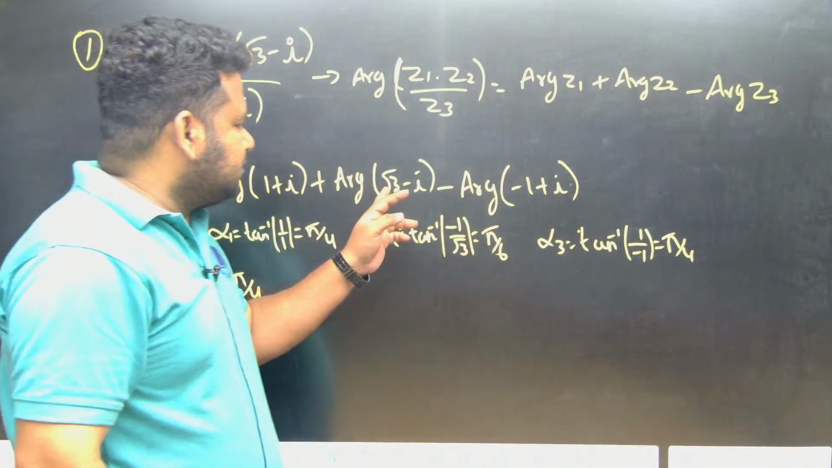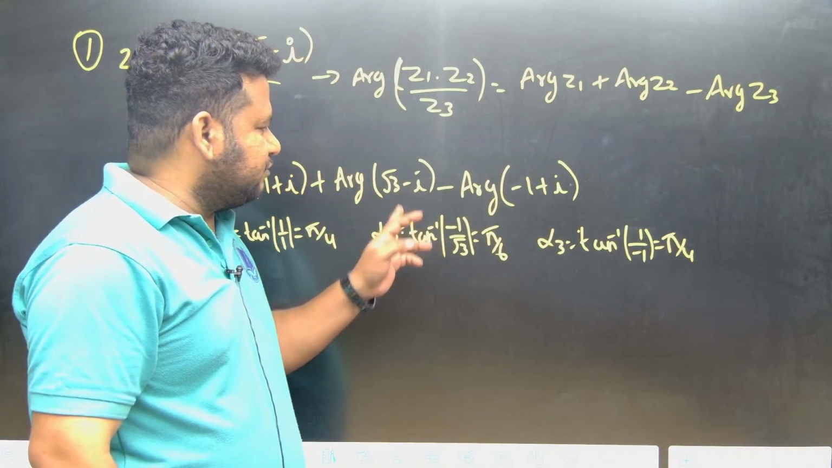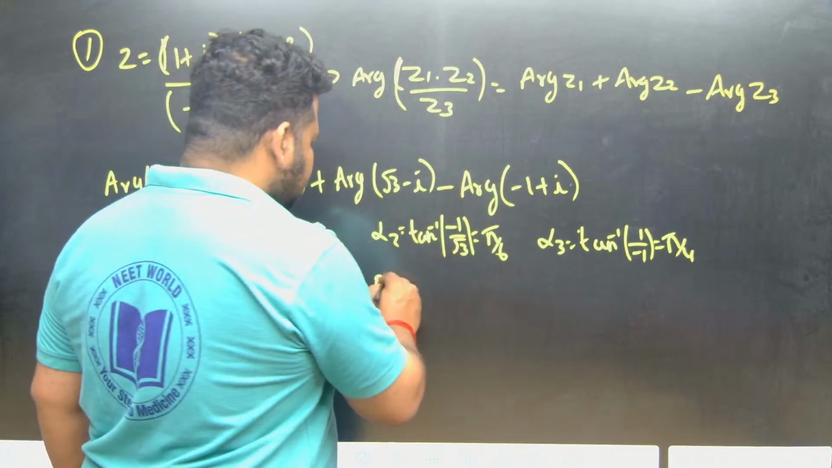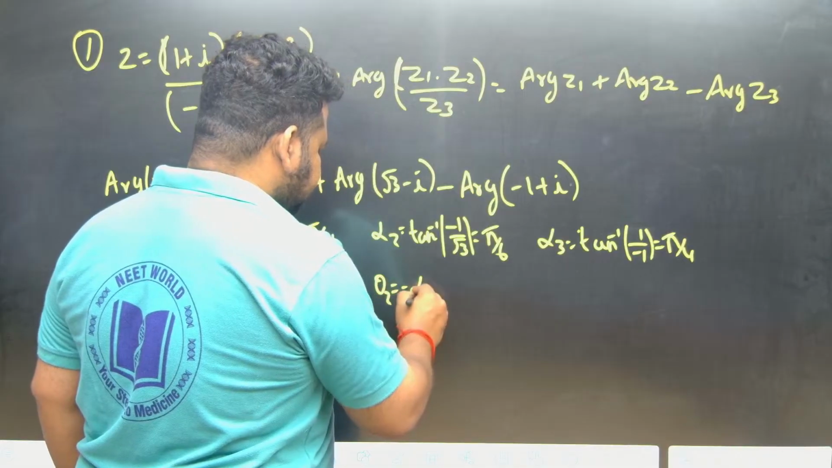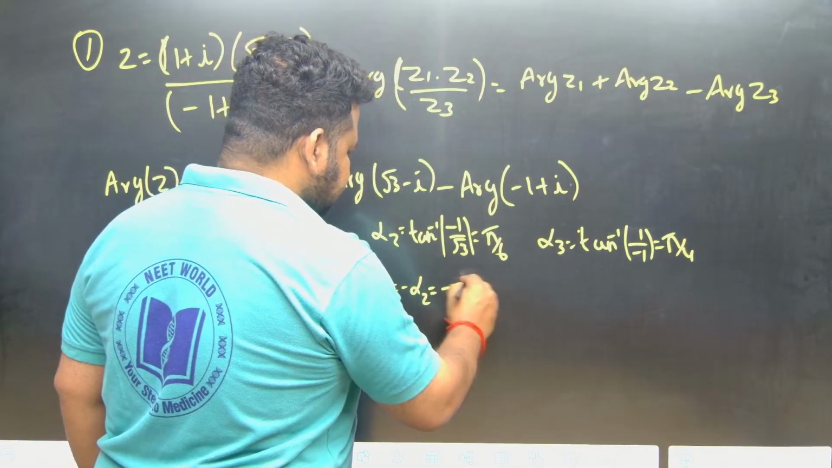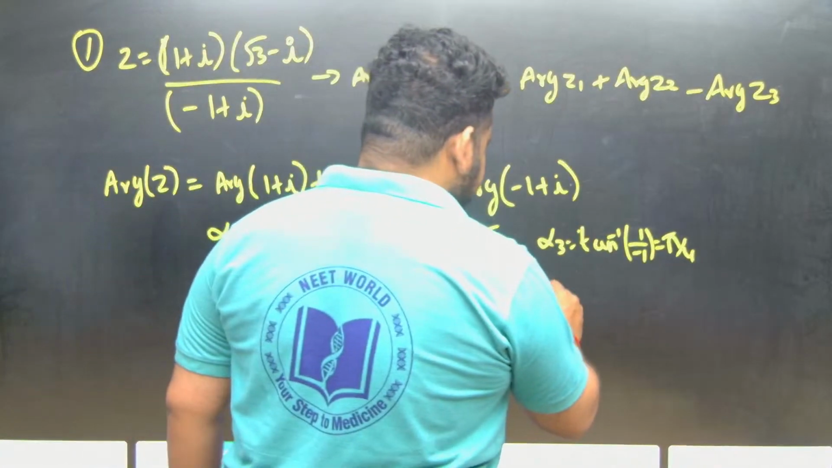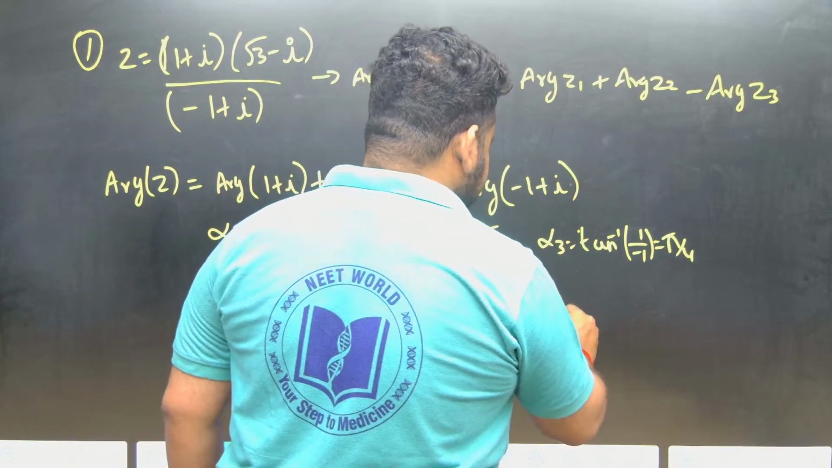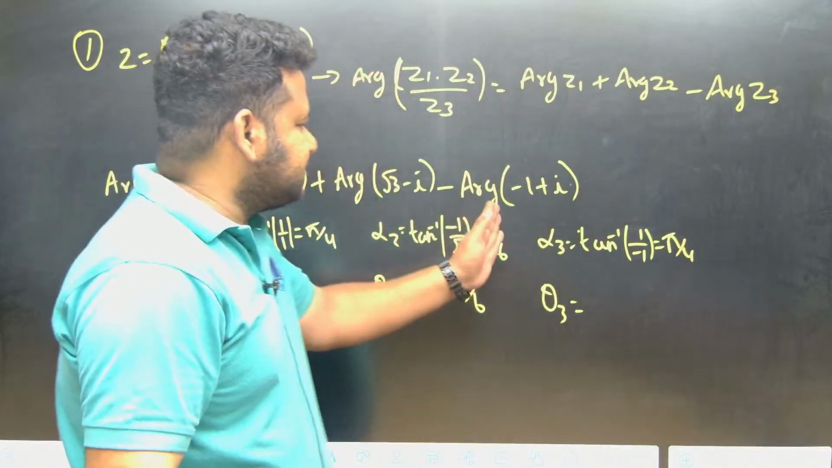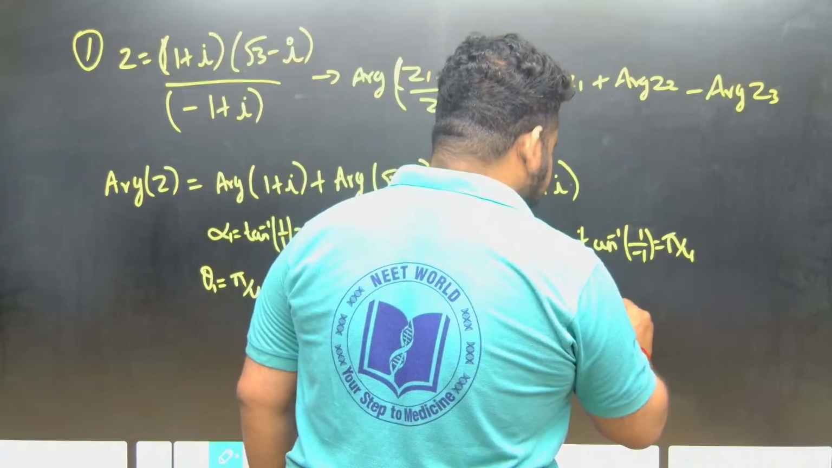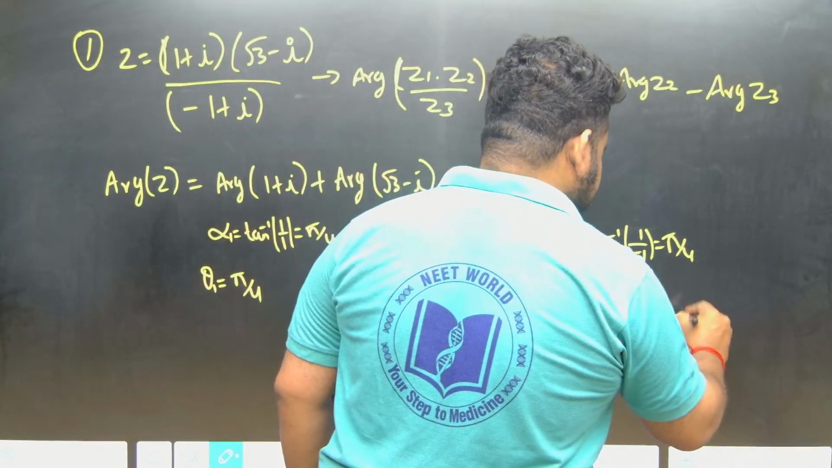Look at this one. x is positive, y is negative. That means this is in the fourth quadrant. In the fourth quadrant, theta 2 will be equal to minus alpha 2, that is minus pi by 6. Now, what about this one? Look at theta 3. Here x is negative, y is positive, so it is the second quadrant. Theta 3 is equal to pi minus alpha, that I can write as pi minus pi by 4.